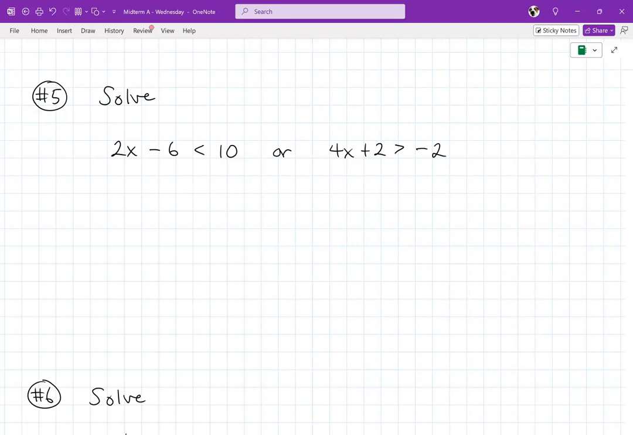So we can graph these too so we can see what they look like. I know it doesn't say to graph, but it doesn't hurt. It doesn't hurt to practice doing that stuff as well. So let's start with the left side.